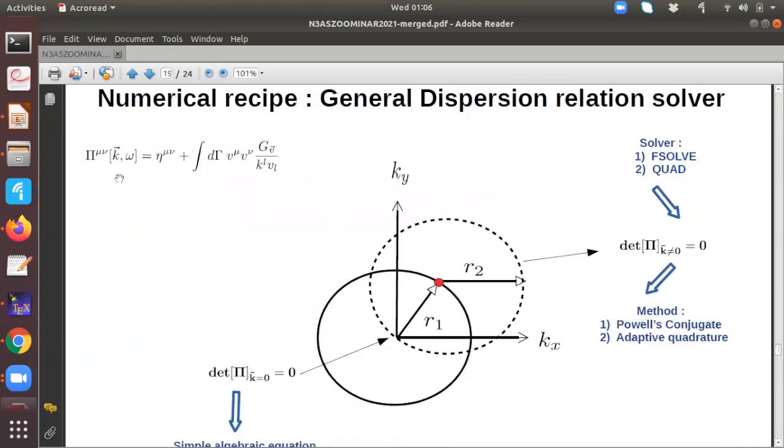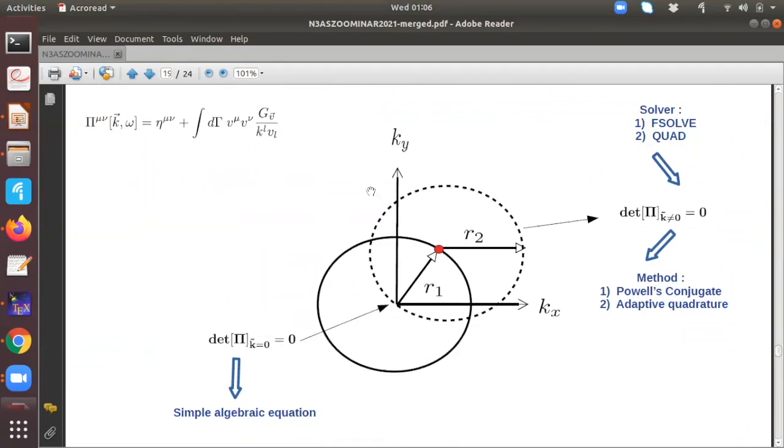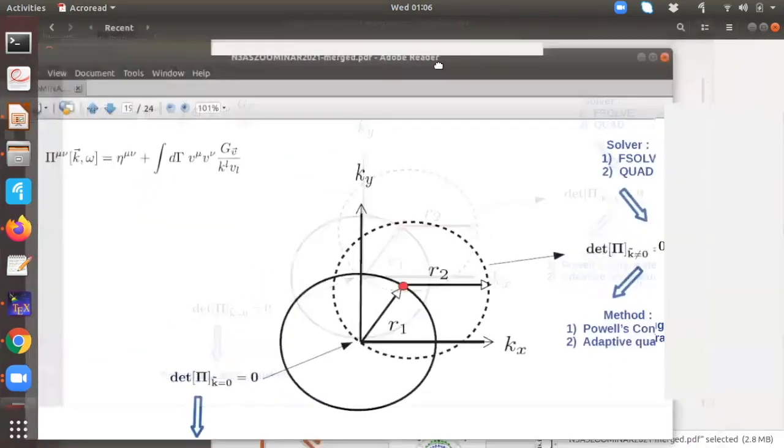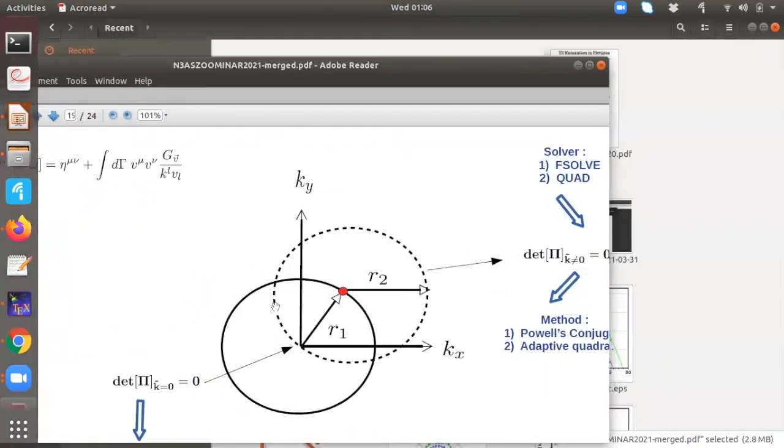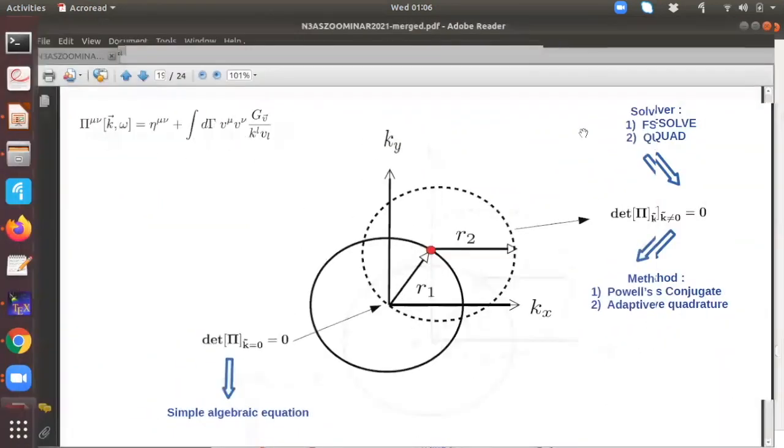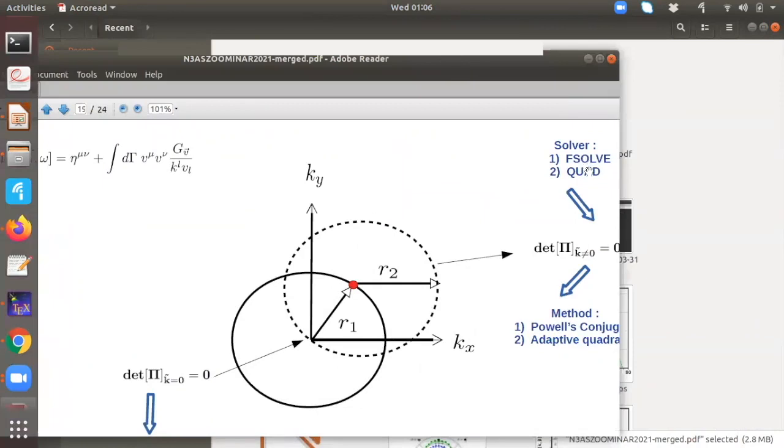For this dispersion relation, we have introduced a general method to solve it, where for the k equals 0 mode, the dispersion relation gives a simple algebraic equation which can be easily solved, and then we can use this as an initial guess to further propagate our solution very close to this k equals 0 point, and then use this solution at k equals 0 to further propagate at different radius. This is known as the iterative method, and we use the fsolve and quad solvers to solve the equation of this dispersion relation at higher radius.